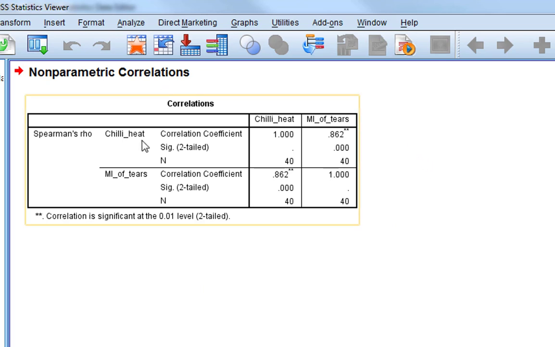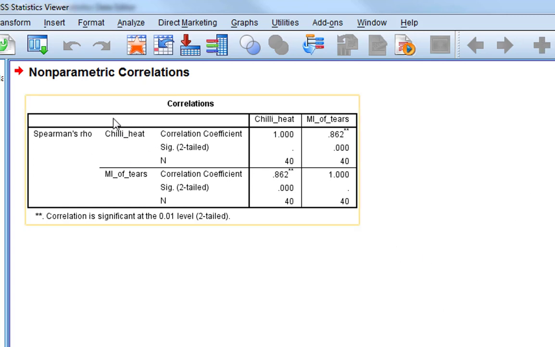And you'll see what we've got is a sort of 2x2 correlation matrix here with chili heat, milliliters of tears, and chili heat, milliliters of tears appearing again. You'll see we've got correlation coefficients of 1 here. That's simply because it's chili heat correlated with chili heat, and milliliters of tears correlated with milliliters of tears. And if you correlate something with itself, it's always going to be a perfect correlation of 1, and it's completely irrelevant and we completely ignore this.